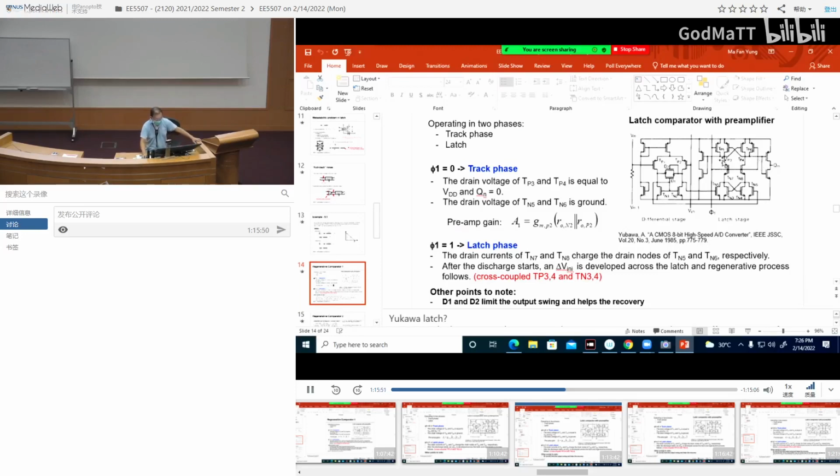That means these two outputs, initially when phi 1 equals 0, are both at VDD. Now when I go to the latch phase, one of them will get pulled lower and lower, and then it will flip like this. If the input difference is opposite, it will flip the other way. And then this is just an inverter driver. When this voltage exceeds the switching threshold of the inverter, the inverter will just react. Alright?